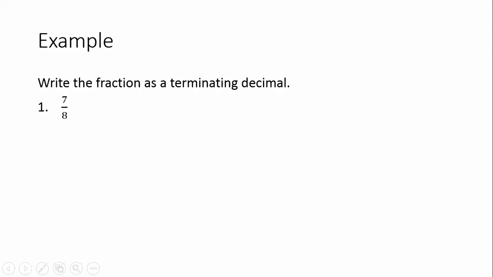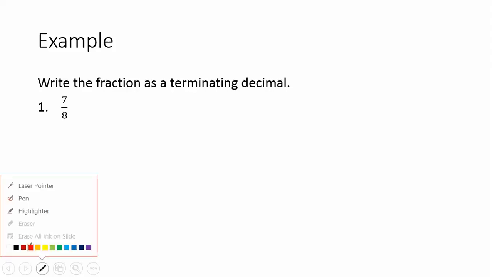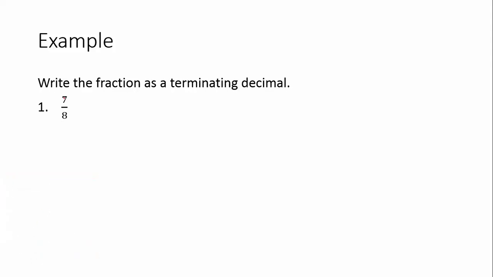So let's look at some examples. You are to write the fraction as a terminating decimal. When you are doing this, some of you maybe have heard the phrase before, tip and divide. But what we're going to do is take the bottom number, 8, and divide it into the top number. So we're going to write ourselves a division problem. And this is going to be longhand, and you'll need to do it on the side of your paper or some side work. We need to see how many times 8 goes into 7.